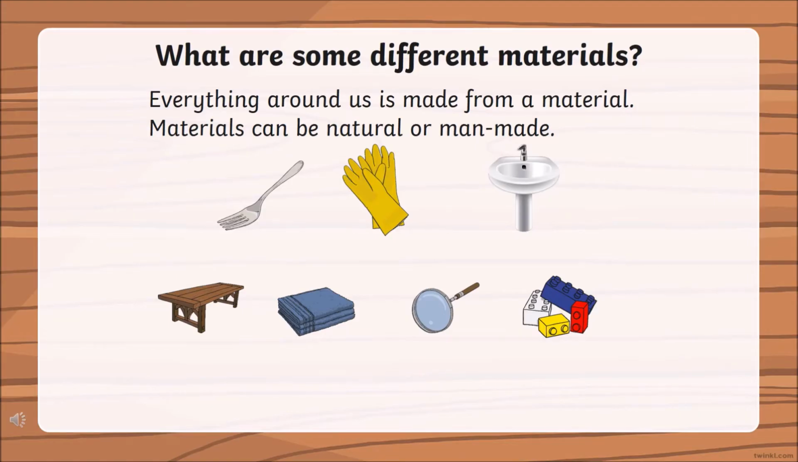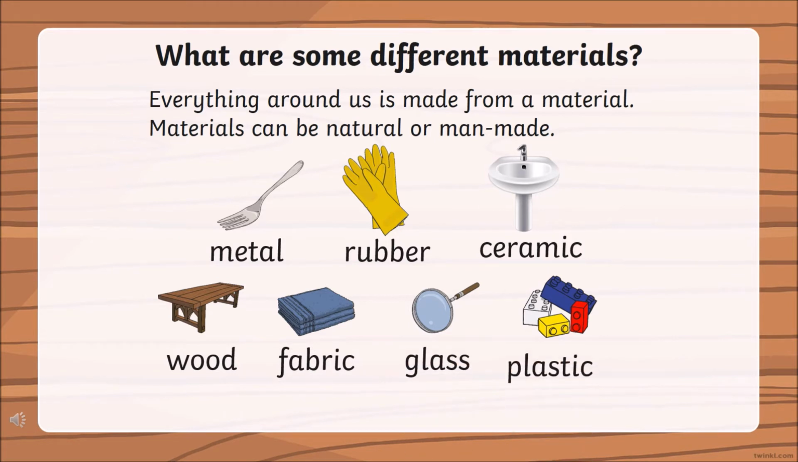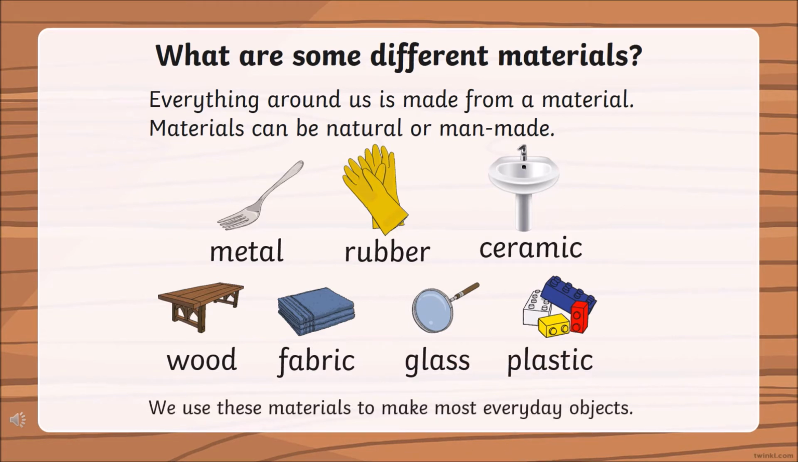Everything around us is made from a material. Materials can be natural or man-made. Some examples of different materials are metal, rubber, ceramic, wood, fabric, glass, and plastic. We use these materials to make most everyday objects.